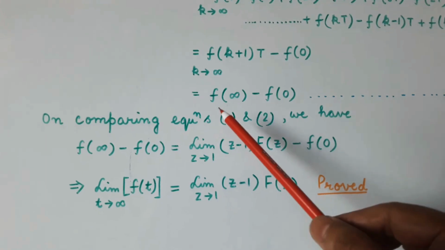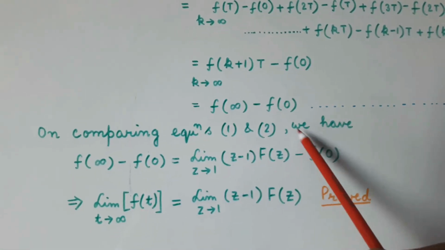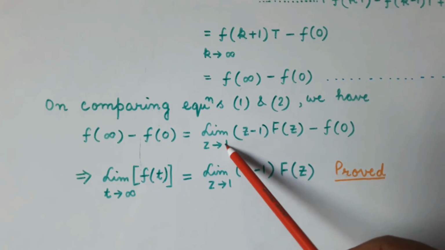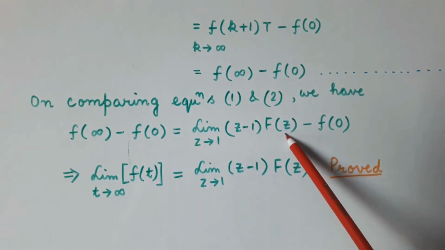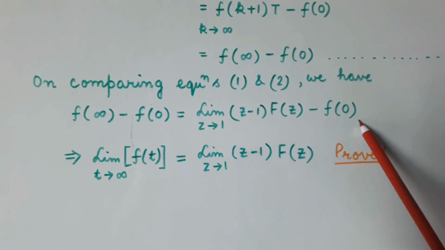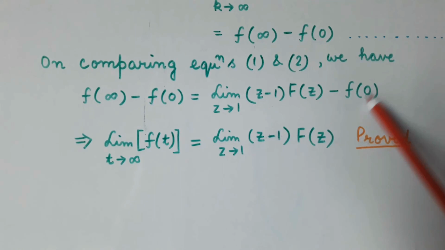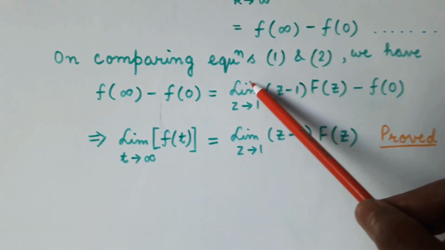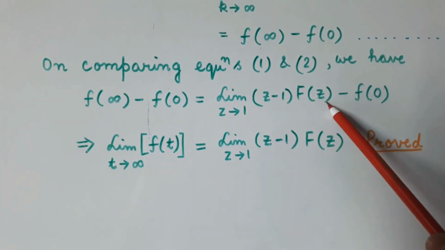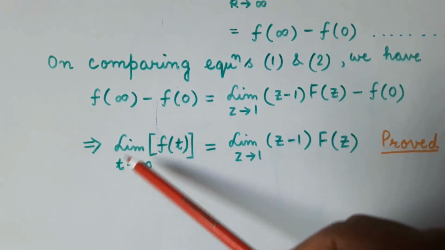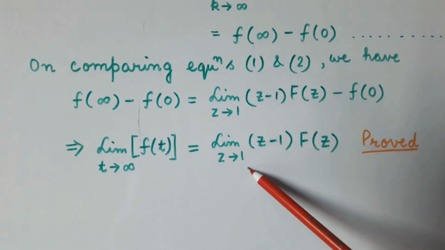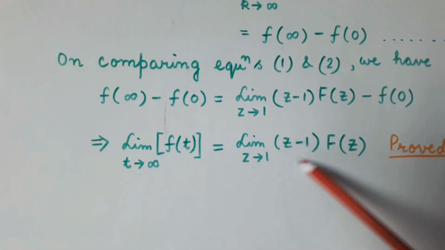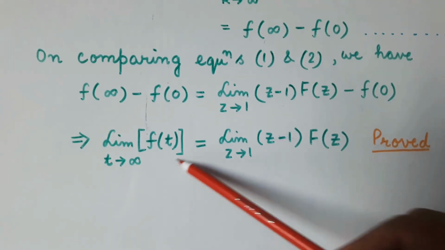Now comparing equation 1 derived earlier and this equation, we have f(infinity) minus f(0) will be equal to limit of (z minus 1) F(z) when z tends to 1 minus f(0). Now this f(0) and this f(0) will cancel out. So this equation will come out to be f(infinity) is equal to limit of z tends to 1 of (z minus 1) times F(z). Now we can write f(infinity) as limit of f(t) when t tends to infinity will be equal to limit of (z minus 1) times F(z) when z tends to 1. This is the final value theorem. So we have proved this theorem.